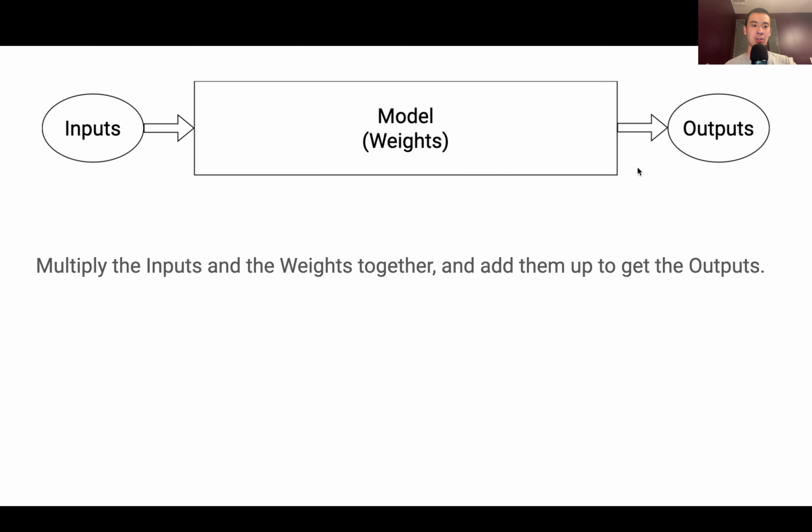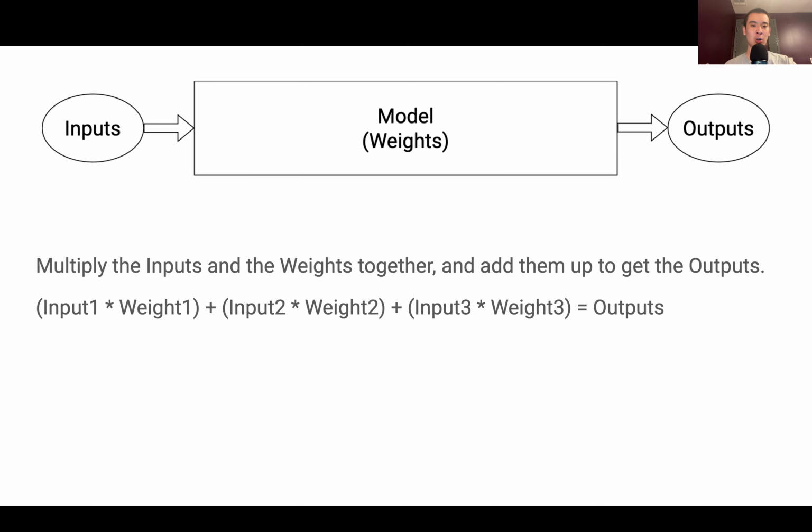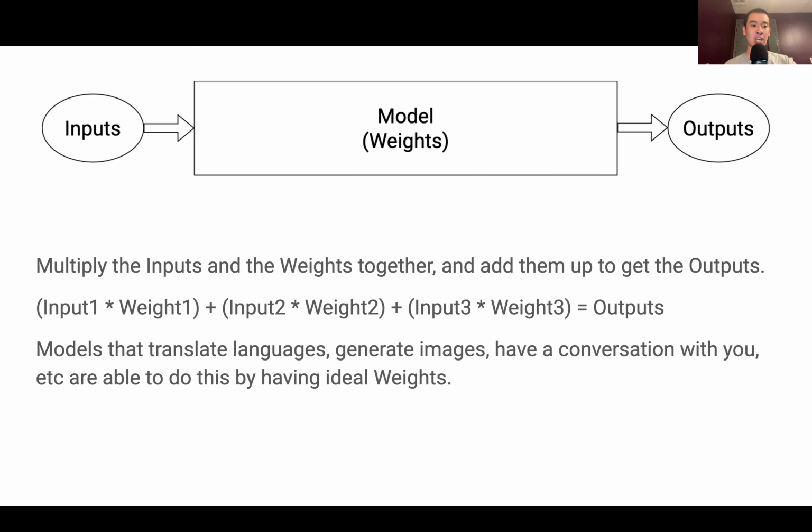So what happens here? We multiply the inputs and the weights together and add them up to get the outputs. So we could do input 1 times weight 1 plus input 2 times weight 2 plus input 3 times weight 3 equals the outputs. And AI models that translate languages, generate images, or have a conversation with you, etc., are able to do this by having ideal weights. So as you can see, these weights are really important.